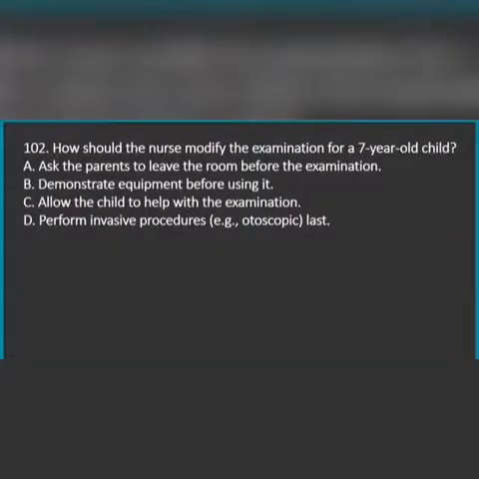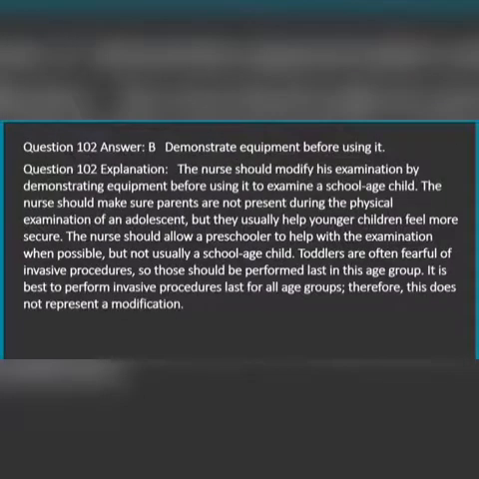Question 102. How should the nurse modify the examination for a 7-year-old child? A. Ask the parents to leave the room before the examination. B. Demonstrate equipment before using it. C. Allow the child to help with the examination. D. Perform invasive procedures, for example, otoscopic, last. Question 102 answer. B. Demonstrate equipment before using it.